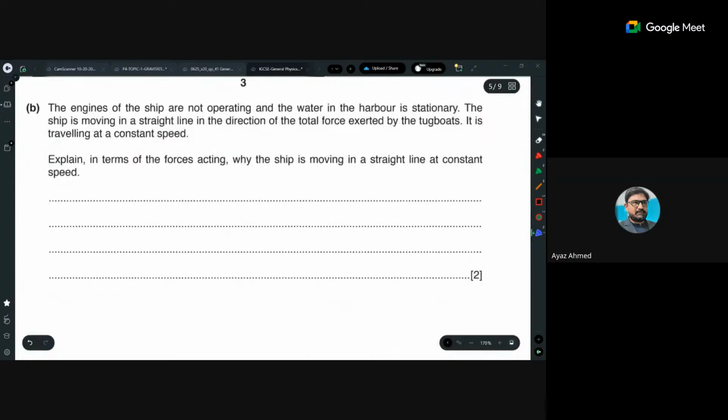No worries at all. Okay, then the engines of the ship are not operating, and the water in the harbor is stationary. The ship is moving in a straight line, and the direction of the total force exerted by the tugboats, it is traveling at a constant speed. Explain, in terms of forces acting, why the ship is moving in a straight line at a constant speed. 2 marks.